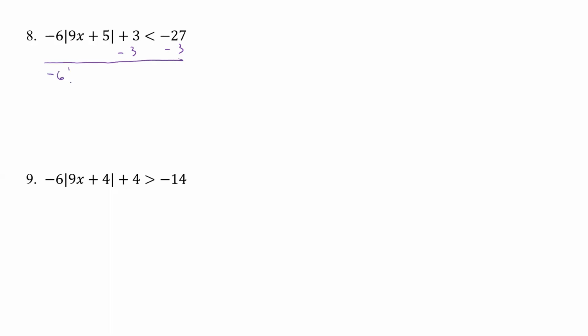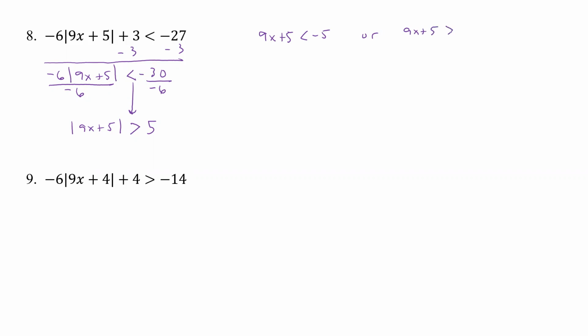So now we have negative 6 absolute value of 9x plus 5 is less than negative 30. So now we have to divide by a negative 6, so that's going to be greater than, and this is 9x plus 5, and that's going to be a positive. 30 divided by 6 is going to be 5. So now we have greater than, which means we have an or, so we have 9x plus 5 is going to be less than negative 5, or 9x plus 5 is going to be greater than 5.